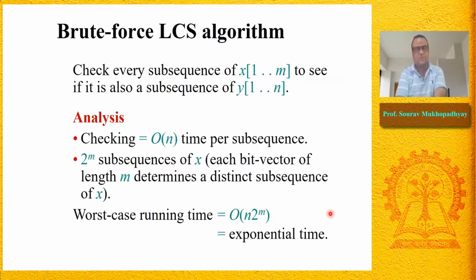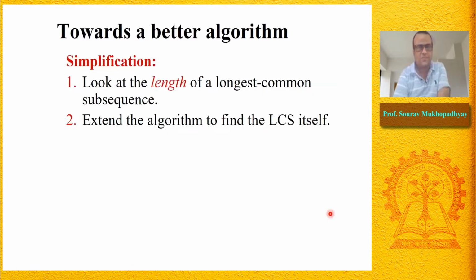For that, we will introduce the dynamic programming technique. For that, let us simplify this problem. Our problem is to find a longest common subsequence. Instead of that, suppose we can find the length of the longest common subsequence. For our given example, it is 4, and that length is unique. So if we can first find the length, 4, and then extend that algorithm to find a longest common subsequence, that is the idea. That is what is called the simplification step.